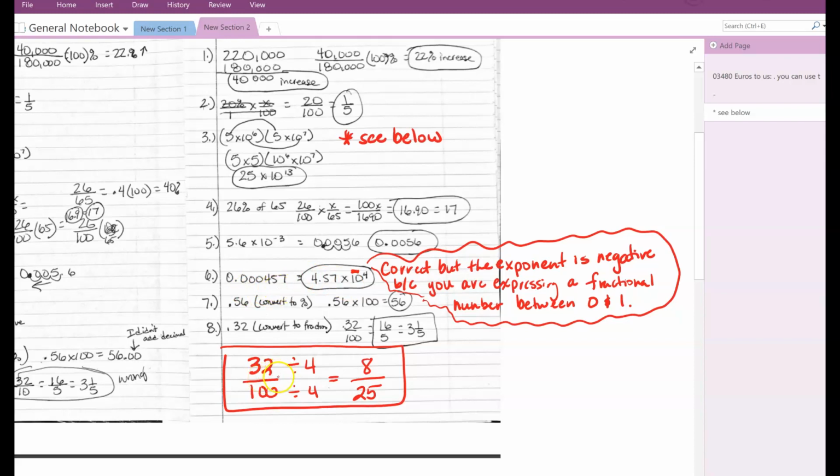And then finally, number 8, when you change a decimal to a fraction, the decimal actually goes away when you put it over the place value. So 0.32 is 32 hundredths. So you would write that as just a 32 over 100, not 0.32 over 100. And then you reduce that fraction by dividing the top and the bottom by 4, and that gives you 8/25ths.